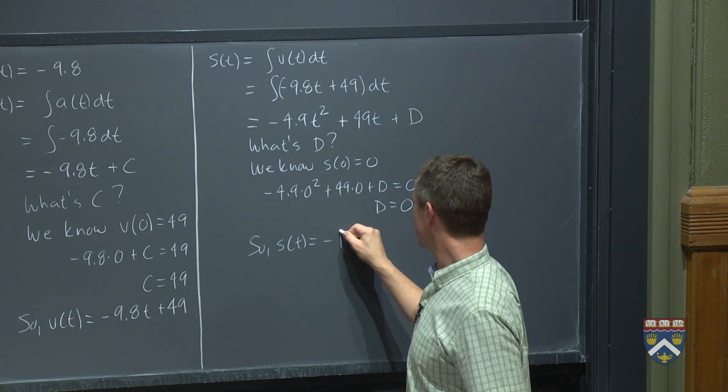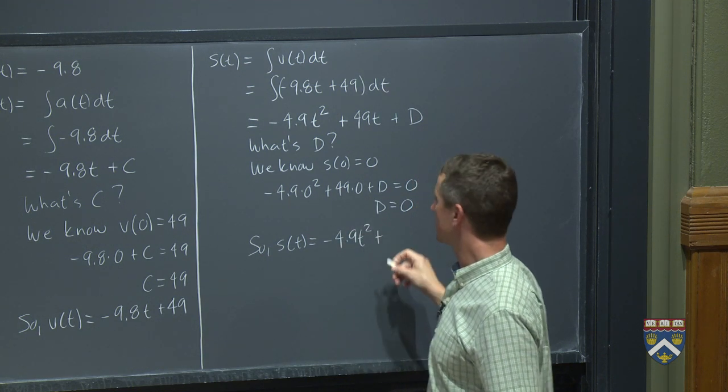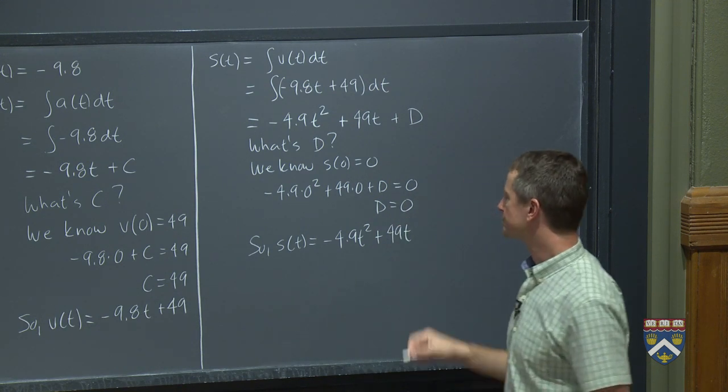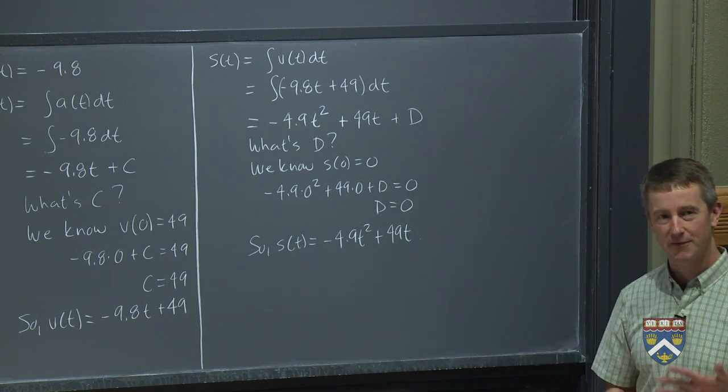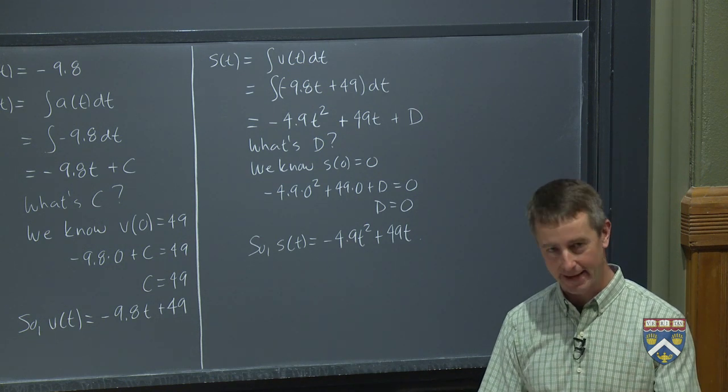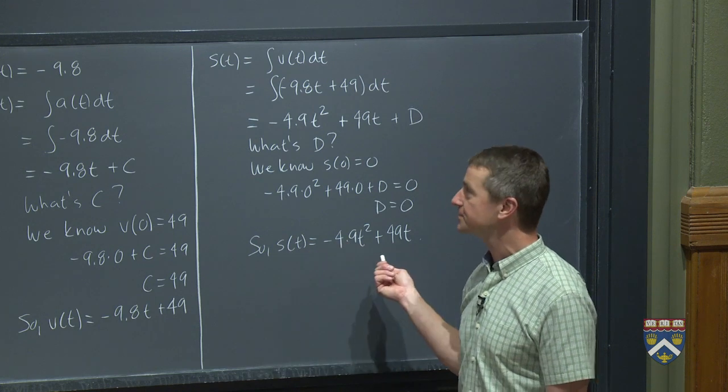Negative 4.9 t squared plus 49t. What are we trying to do with this? We're trying to find the maximum. So how do we use calculus to find the maximum of a function? We take its derivative.